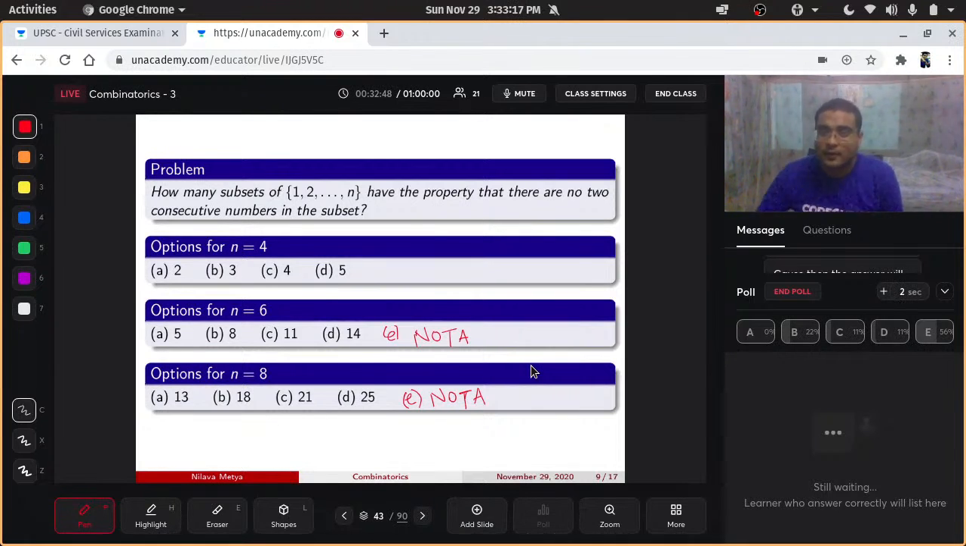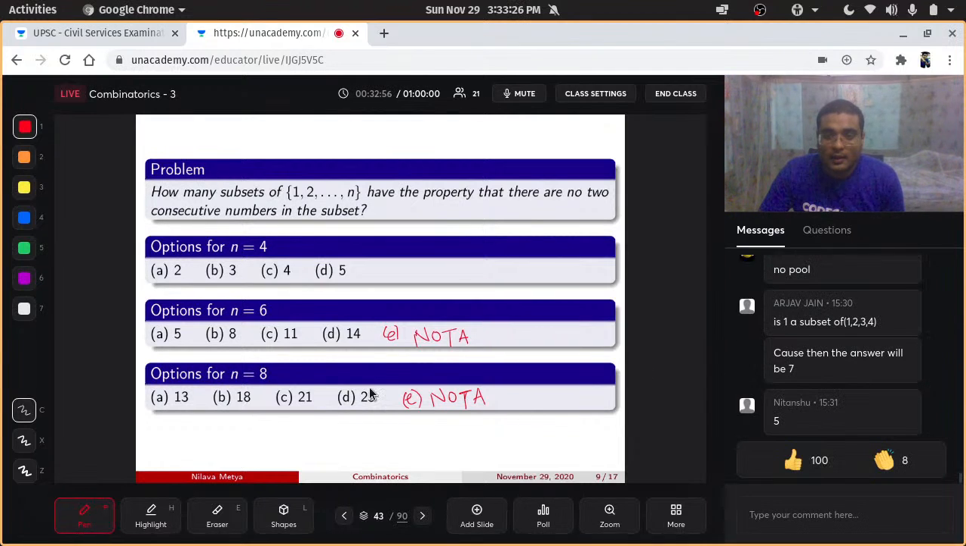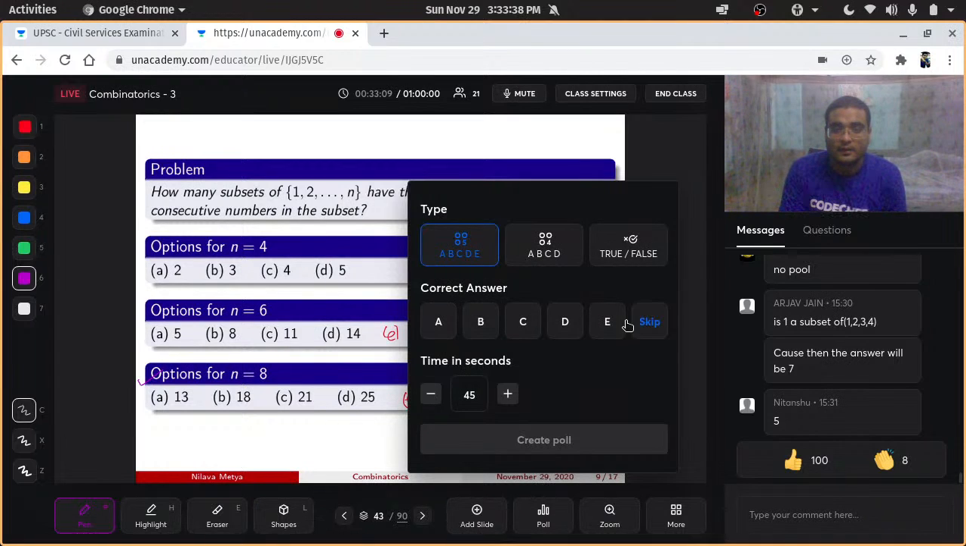The poll has almost ended. The majority has chosen E, NOTA. Now I will conduct the poll for n equals 8. Again, you will have 45 seconds.